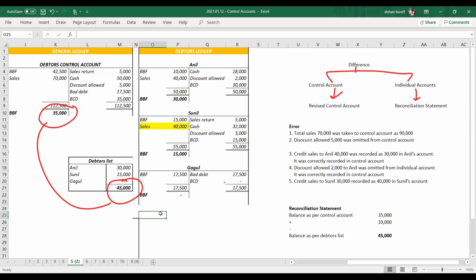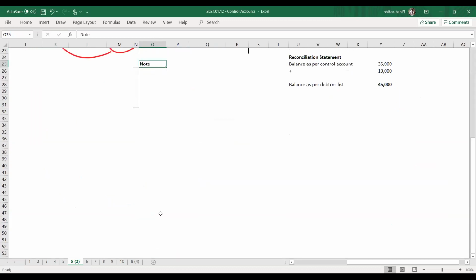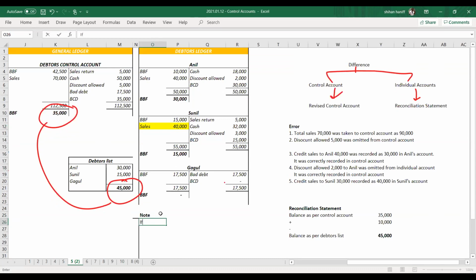If the debtors list balance is more, this is the note. You can write a note separately. If the debtors list balance is more, it will be plus. And if the debtors list balance is less, we have to be minus.